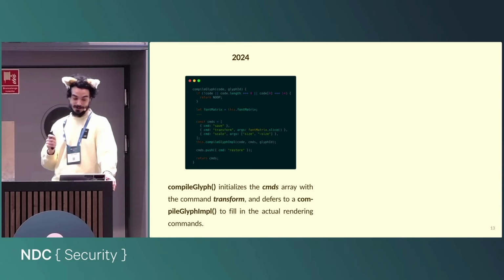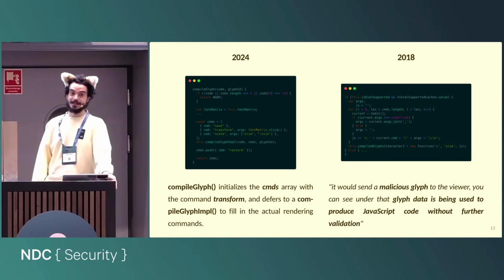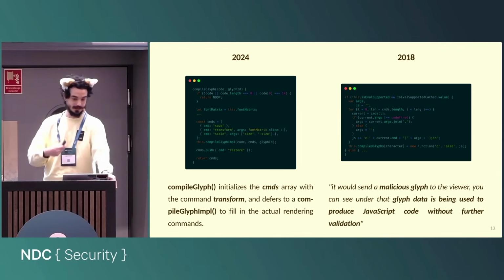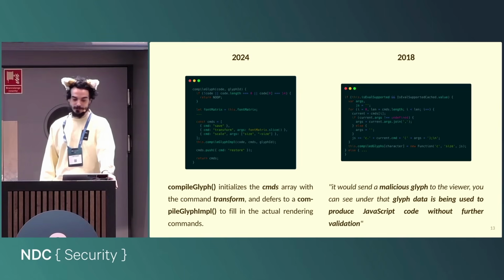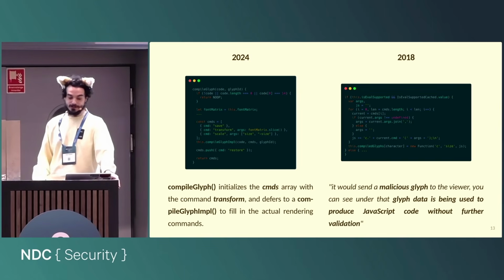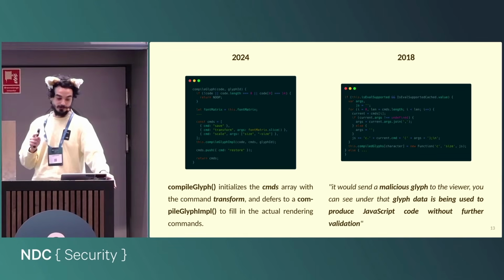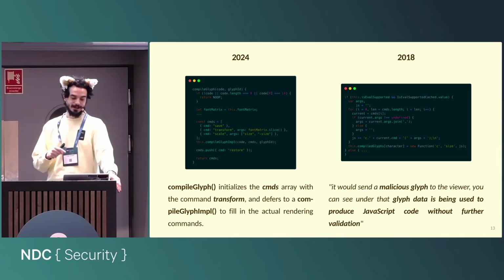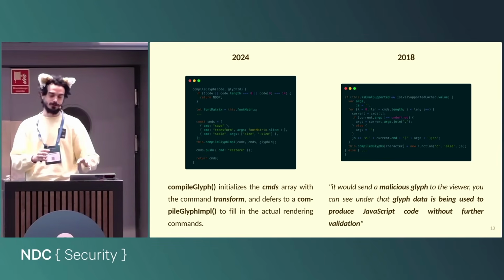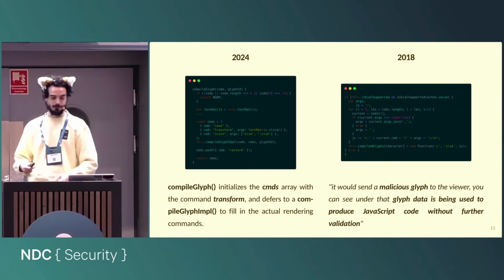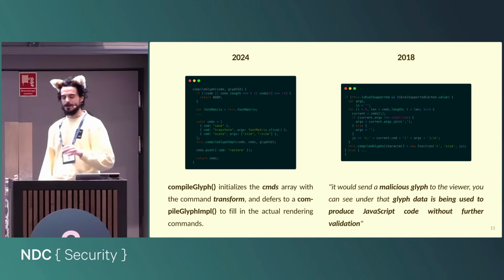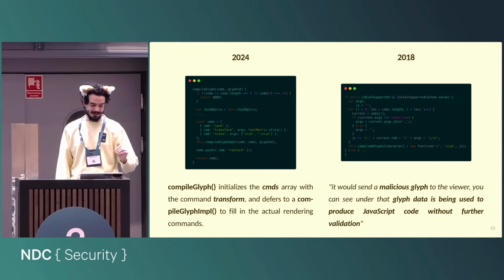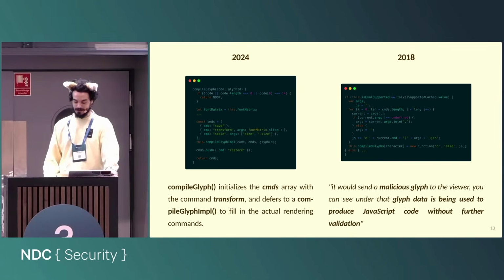But it is very interesting to see that in 2018 the first researcher wrote directly in the repo on Bugzilla. It will send a malicious glyph. This means that technically the first reporter, 6 years before, already understood and wrote to the PDF.js developers that the glyph was a weak entry point. And so 6 years later, we have a similar vulnerability based on the same attack and the same entry point.